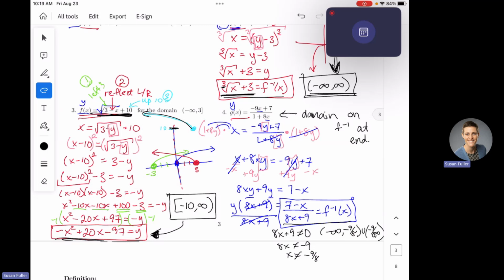And if you have a hard time getting to there, you can always put this on a number line and say, well, negative 9/8 is somewhere on here. I cannot be equal to negative 9/8, but I can be anything else. Everything over here is that negative infinity to negative 9/8. Everything over here is that negative 9/8 to infinity. That is the domain of this inverse.